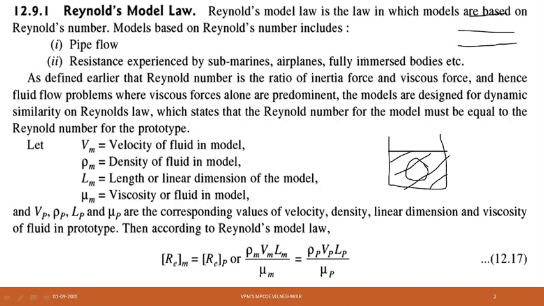Here we are having some notations: Vm is equal to velocity of fluid in model, and rho m is equal to density of fluid in model. Next, Lm is equal to length or linear dimension of model. V is velocity, rho is density, L is length, mu is viscosity. As per our topic, this is the model law. Vp, rho p, Lp, and mu p are values corresponding to the prototype.